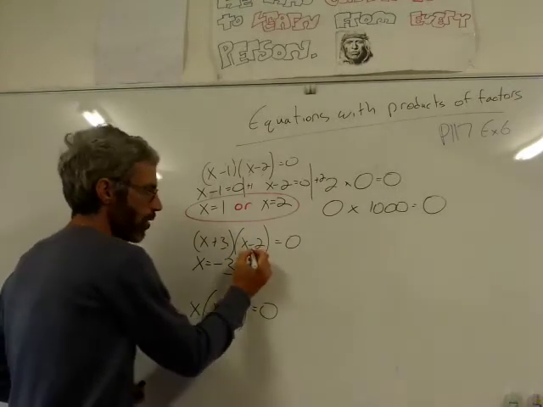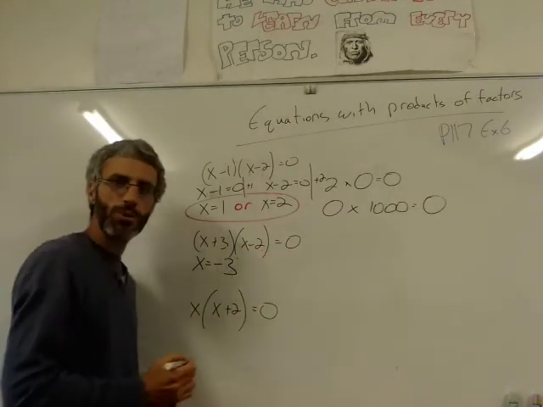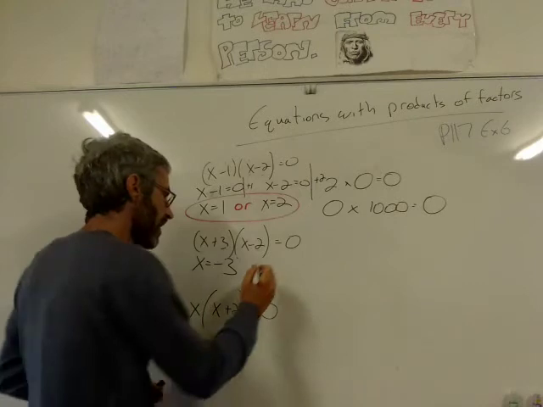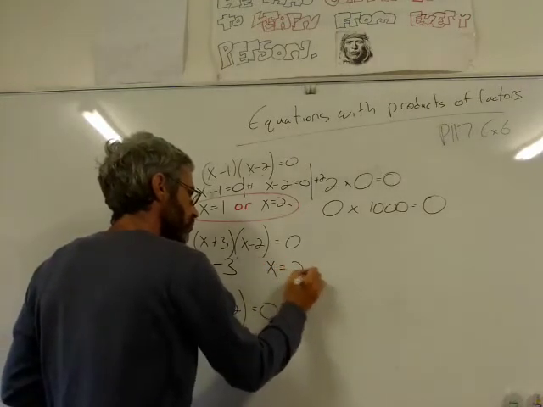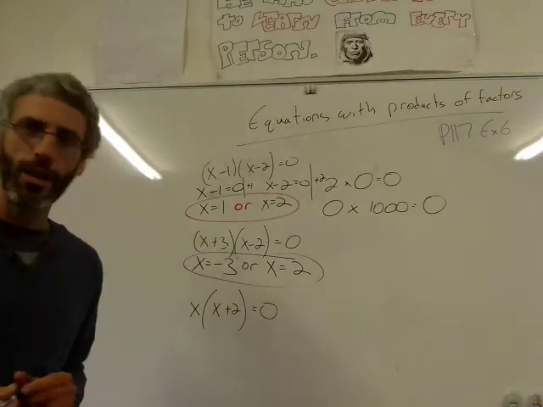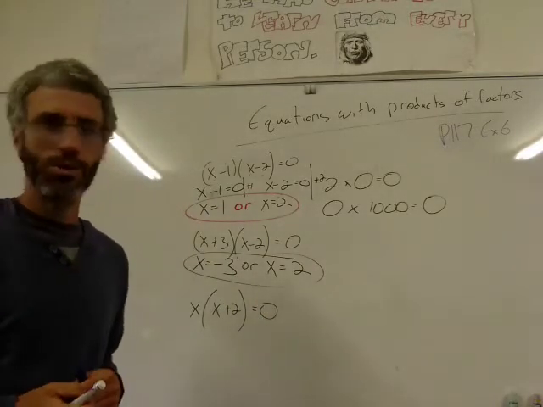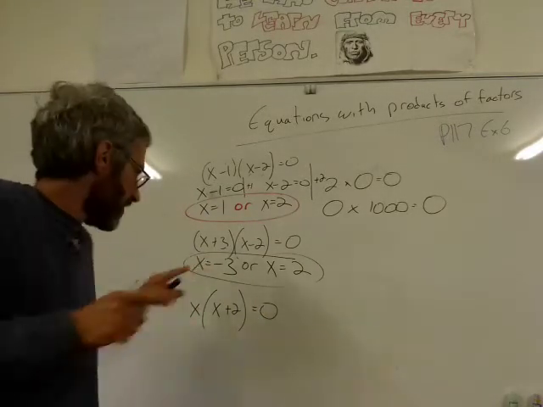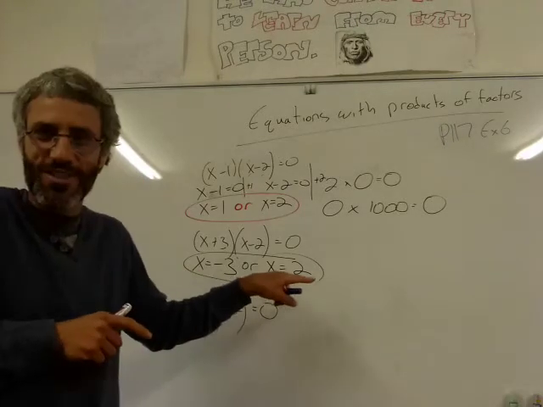The second solution: what will make x minus 2 equal to 0? What does x need to be? x has to be equal to 2. So again, the two solutions are x equal minus 3 or x equal 2. Okay? It's not "and". The number can't be equal to minus 3 and 2 at the same time.